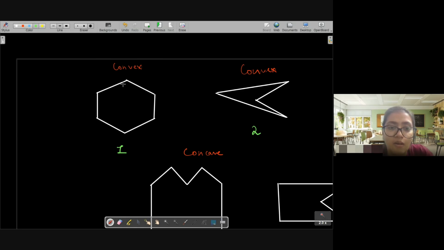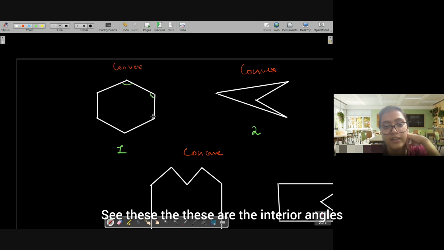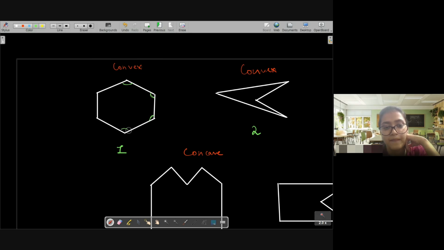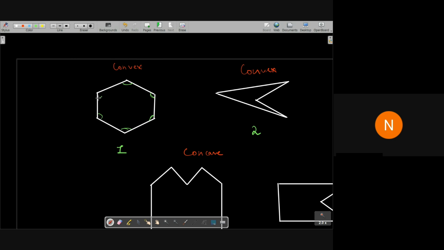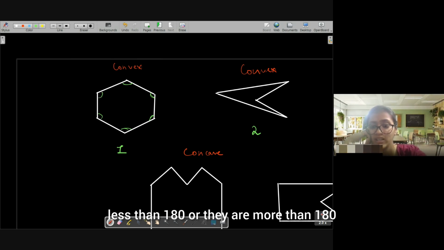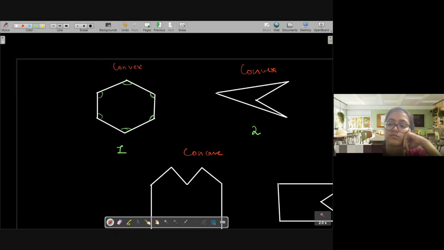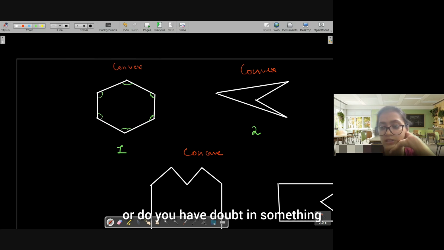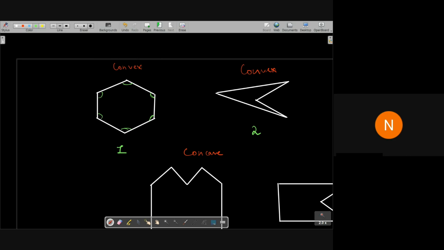See, Megan, can you tell me, these are the interior angles, right? Would you say that these angles are less than 180 or they are more than 180? Less than? All are less than, or do you have doubt in something? Oh, this is kind of confusing.